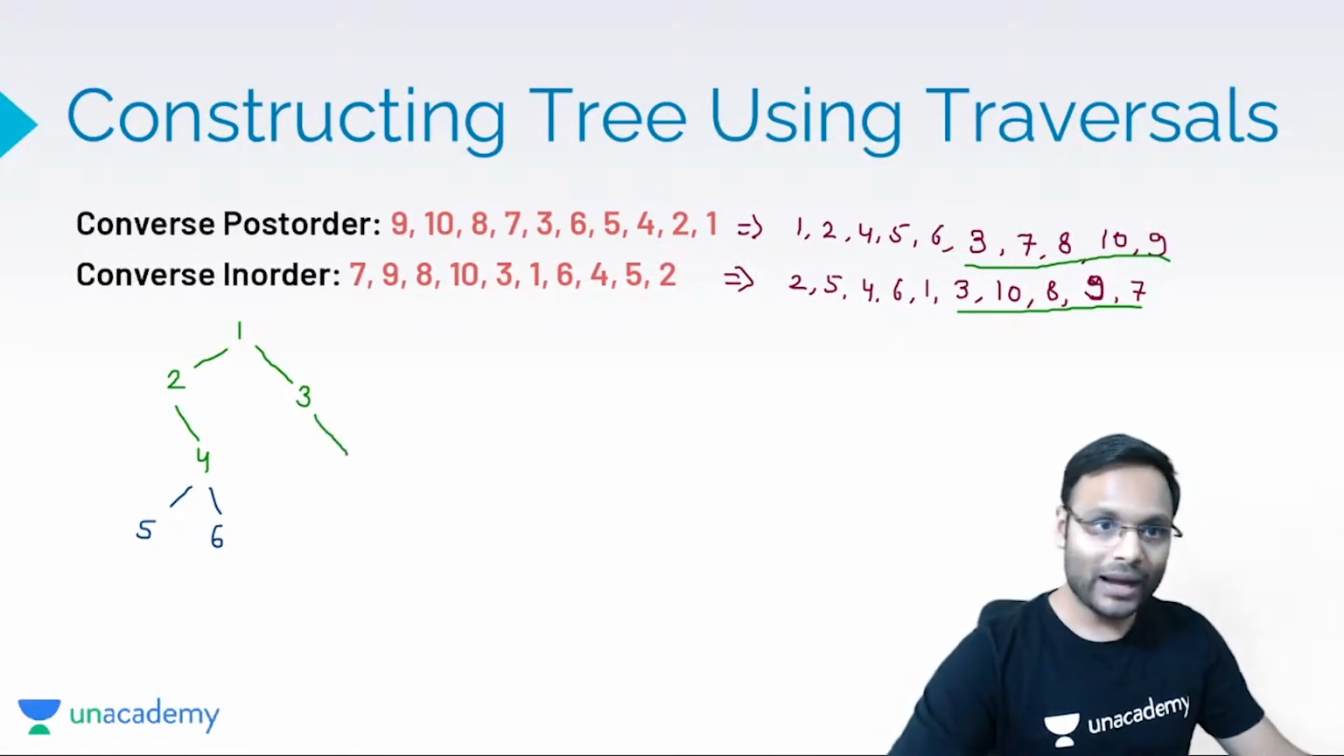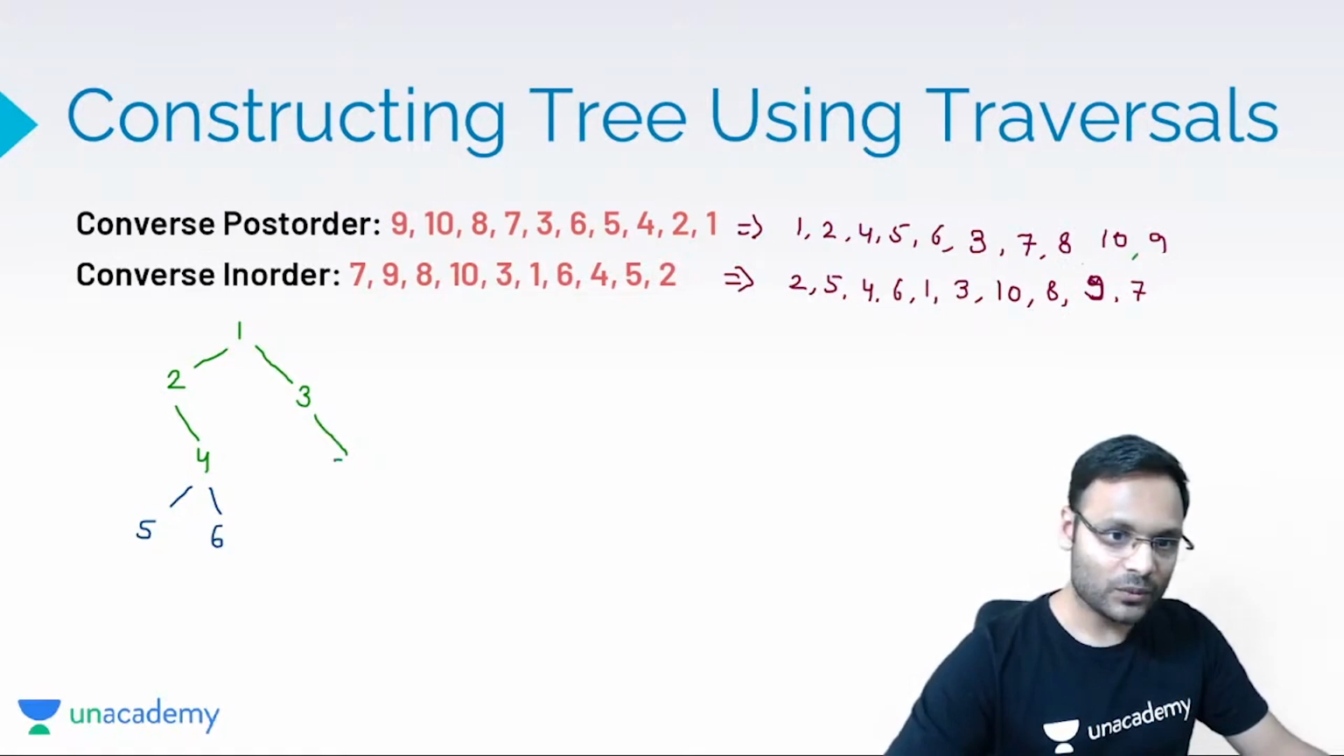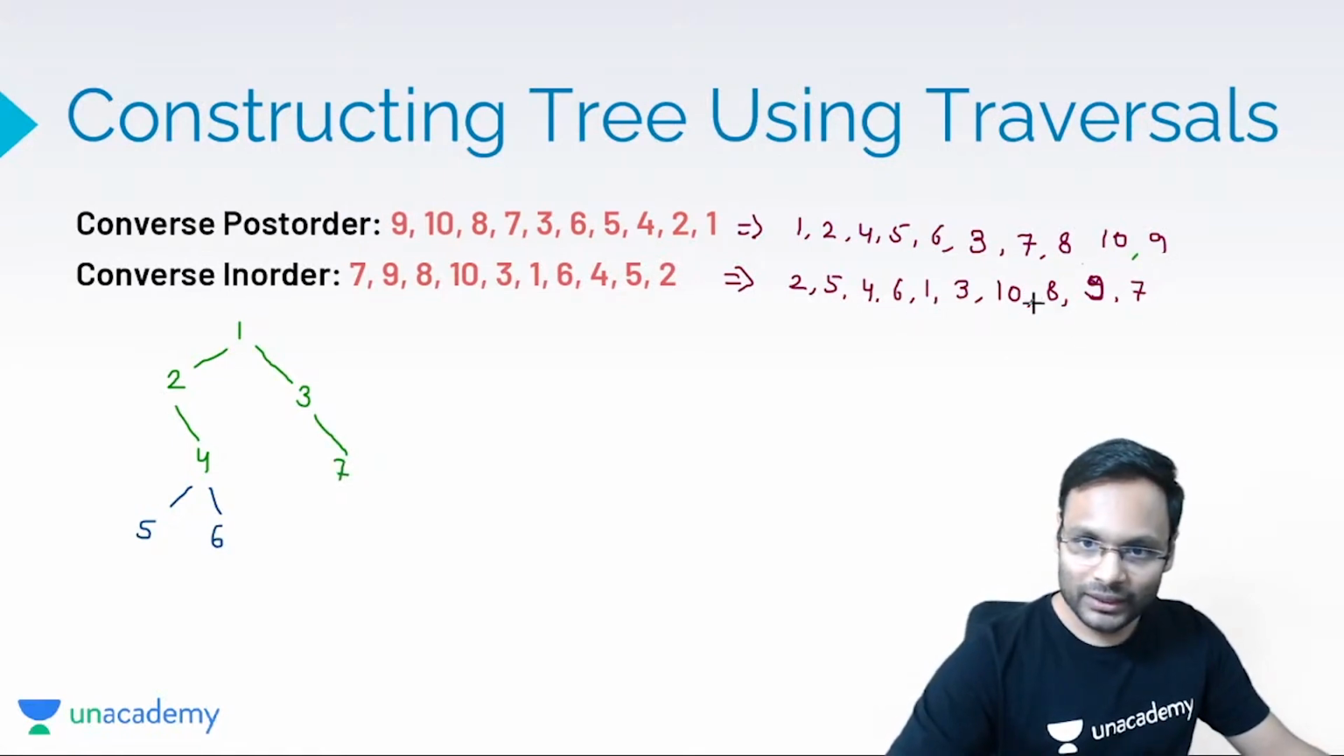Fine. Go back up and check where these 10, 8, 9, 7 are. Above they are in pre-order. Where is the first one? 7. 7 is the first one, root. Left has 10, 9, 8. So all the members are in the left of 7.